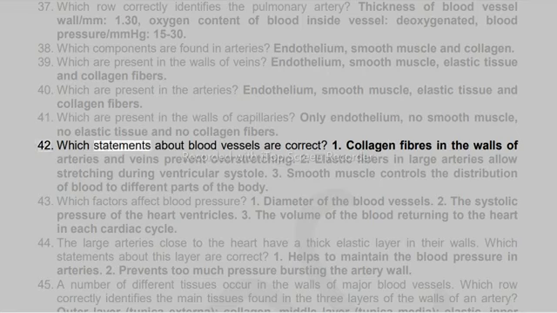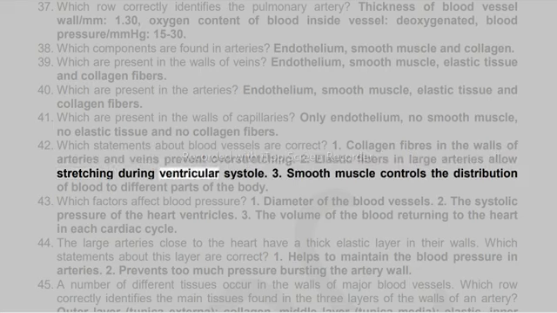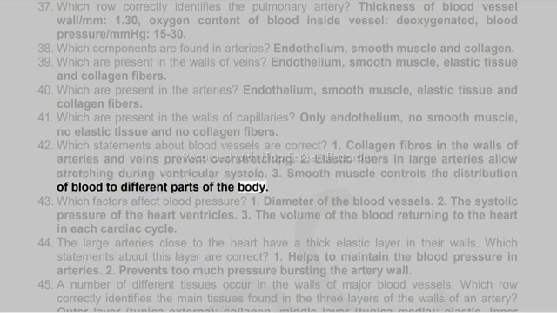31. Which statements about blood vessels are correct? 1. Collagen fibers in the walls of arteries and veins prevent overstretching. 2. Elastic fibers in large arteries allow stretching during ventricular systole. 3. Smooth muscle controls the distribution of blood to different parts of the body.